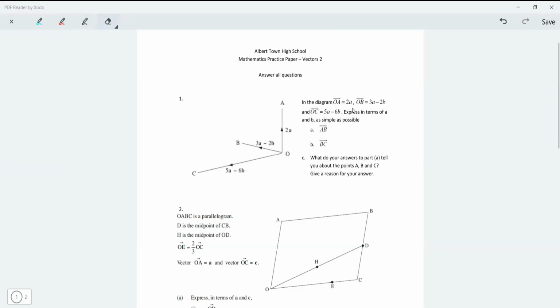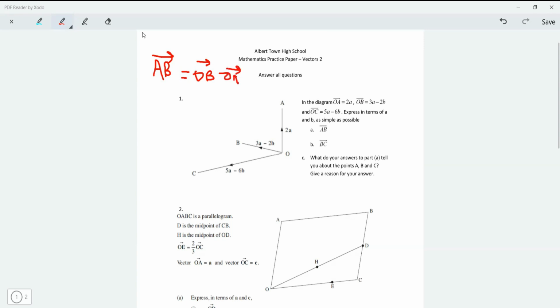All right, this question says, in the diagram, OA is equal to 2a, OB is 3a minus 2b, and OC is 5a minus 6b. Express in terms of a and b, AB. To find vector AB, remember, it is equal to the vector of the last minus the vector of the first. So it's going to be OB minus OA.